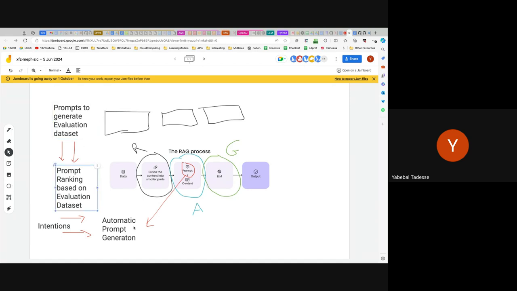So to build this, you already needed evaluation data sets, which means generating them automatically.